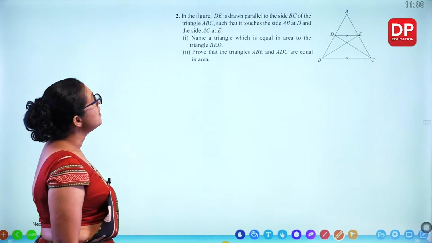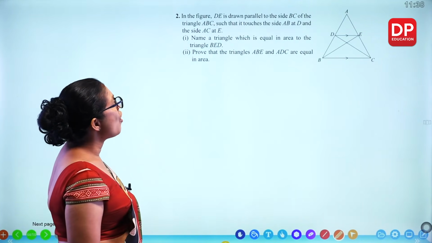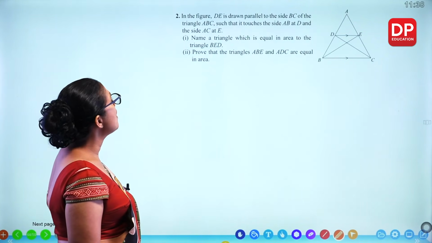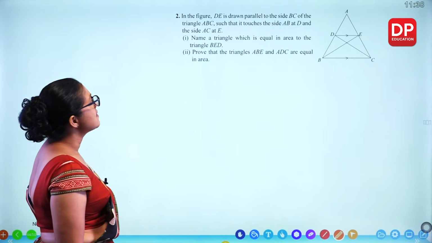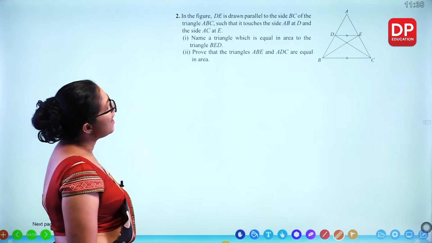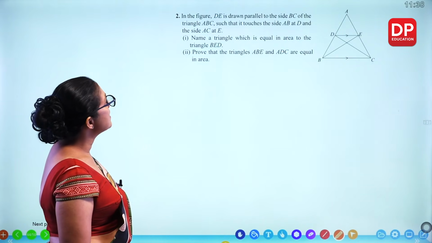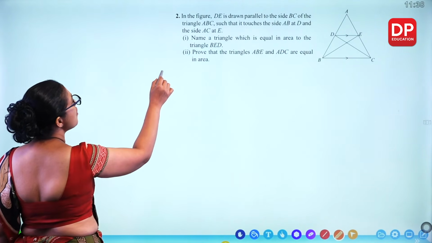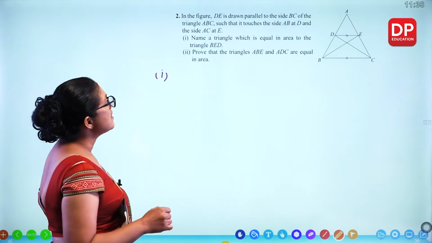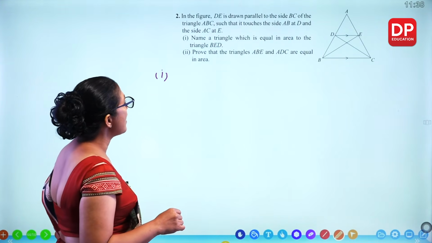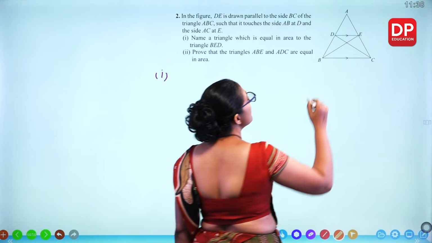Question number 2. In the figure, DE drawn parallel to the side BC of the triangle ABC such that it touches the side AB at D and side AC at E. Name a triangle which is equal in area to the triangle BED.